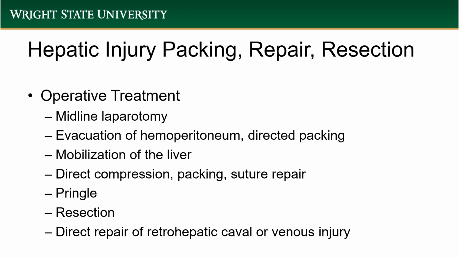You make your midline laparotomy. First thing you'll encounter is usually pretty significant hemoperitoneum. So you'll evacuate that. You'll put directed packing in. Depending on the type of injury, you may pack all 4 quadrants and give it a moment to achieve some hemostasis. Or if it's a penetrating injury directly to the liver, you might have directed packing just to the right upper quadrant. You'll mobilize the liver, as we discussed earlier, by taking down the falciform and the triangular ligaments and coronary ligament.